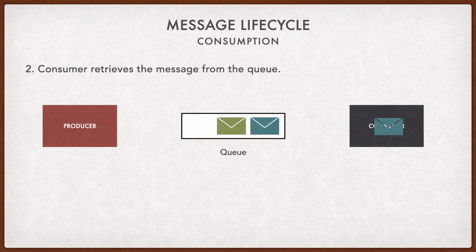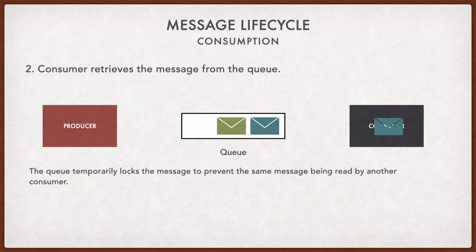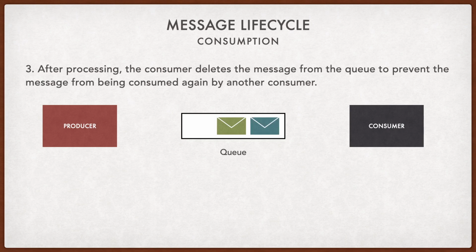But the queue does not delete the message immediately. It stays there until the consumer completes the processing. In the meantime, the queue temporarily locks the message to prevent the same message from being consumed by another consumer. After processing, the consumer deletes the message from the queue to prevent the message from being consumed again by another consumer.